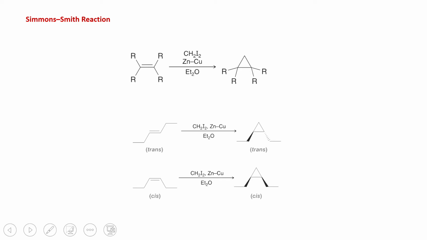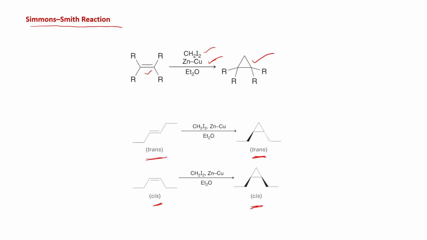Now the next reaction is the Simmons-Smith reaction, and in the Simmons-Smith reaction we use a zinc-copper complex. When you treat diiodomethane with the zinc-copper complex, you will get your Simmons-Smith reagent, and this reagent is used for cyclopropanation reaction. Wherever you see a double bond, you make a cyclopropane ring there. Again in this reaction there is retention of configuration. You start with trans and you get trans product, you start with cis reactant, you get cis product. So there is formation of a cyclopropane ring at the double bond.